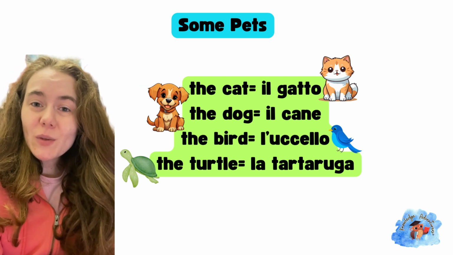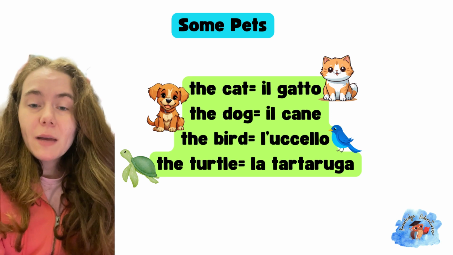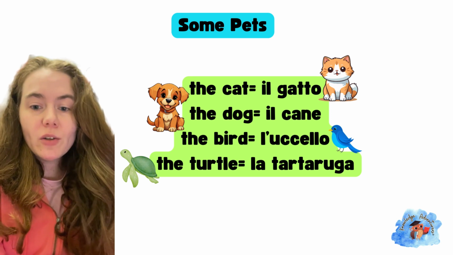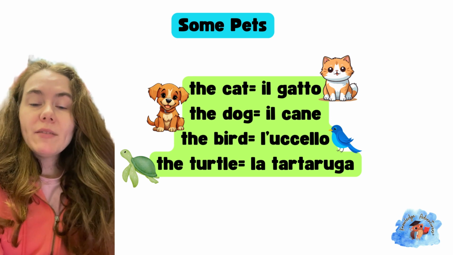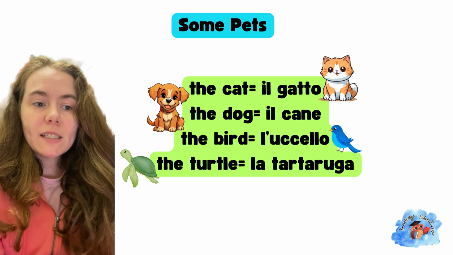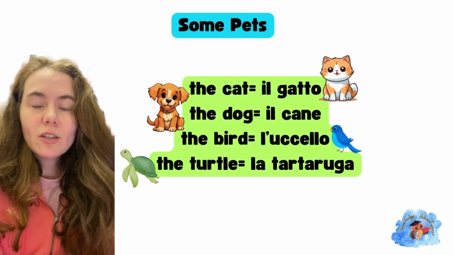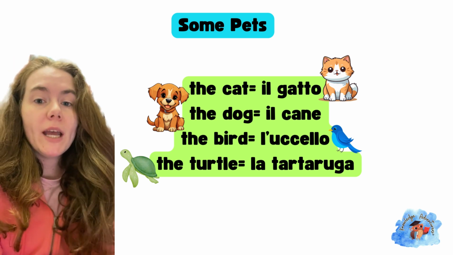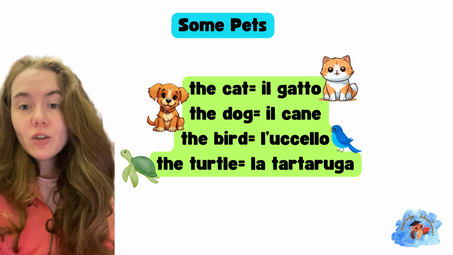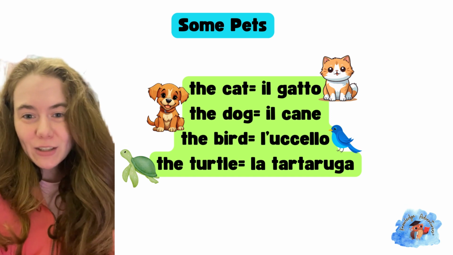Now keep in mind with this, the word the this time is L' because the next word starts with a vowel and it's singular. That's why I use L'. So I have to pretend it's like one word. I'm not going to put a space in between as far as my pronunciation. So it's not going to be l'uccello. It's going to be l'uccello. Just connecting it all together. L'uccello. And then the turtle, and this is going to be la tartaruga.